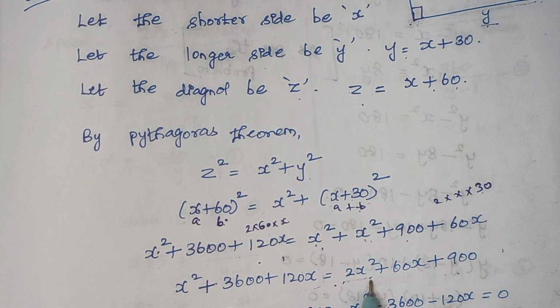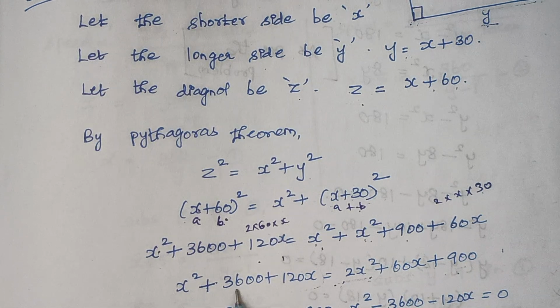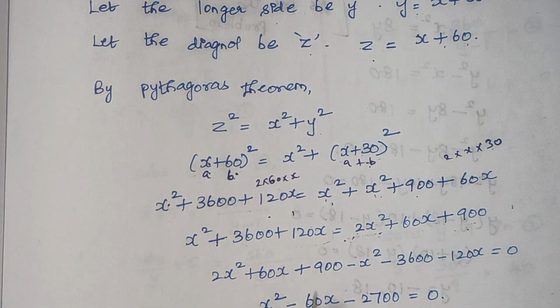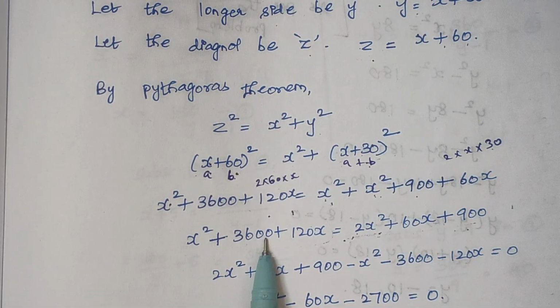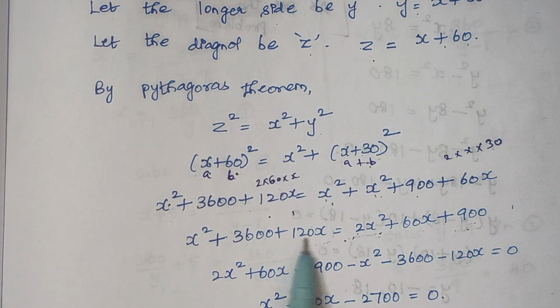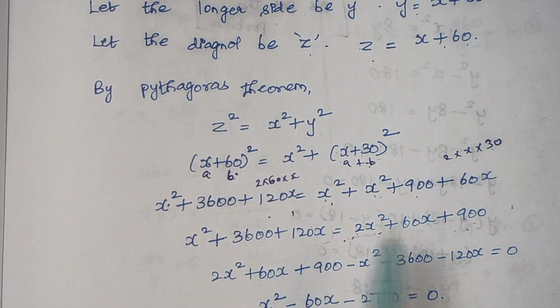When you move this part to the left hand side, what will happen? x square minus 2x square will give you minus x square as the answer. Okay, that we don't want. So I am moving this x square to the right hand side. When you move this to the right hand side, there is a sign change for all these three terms.